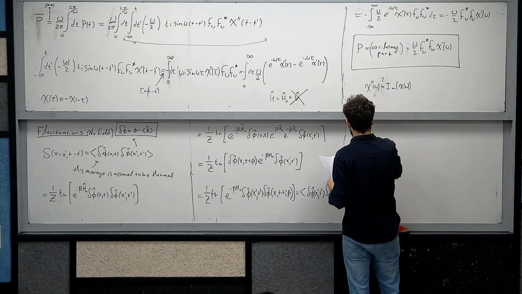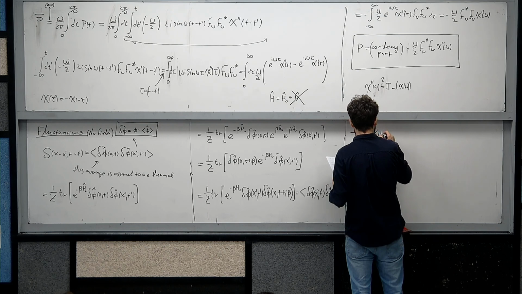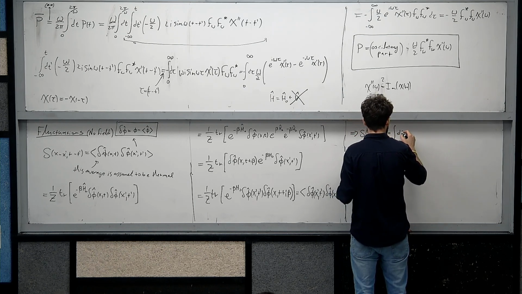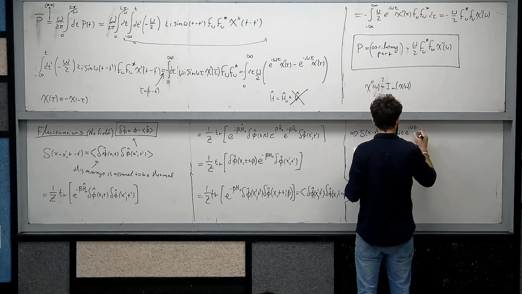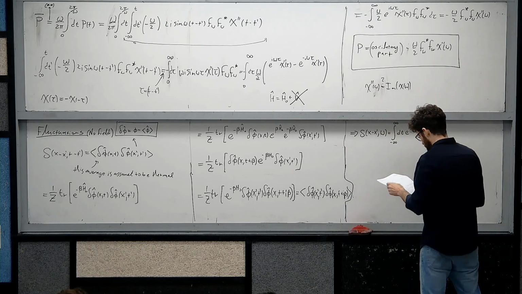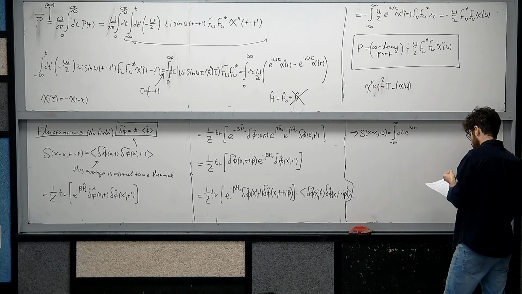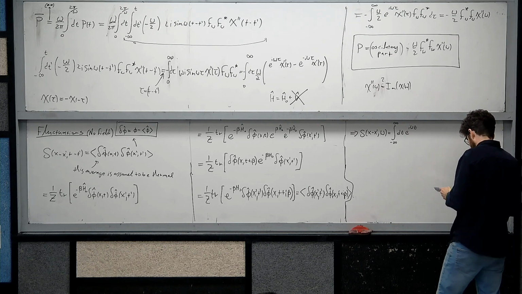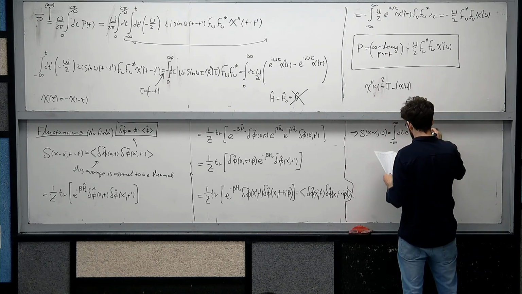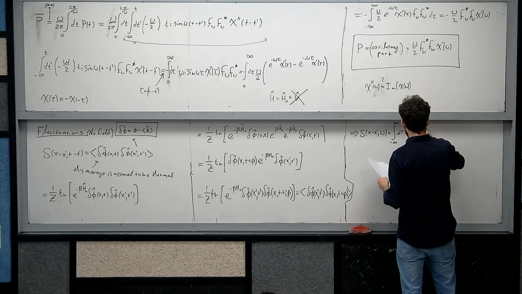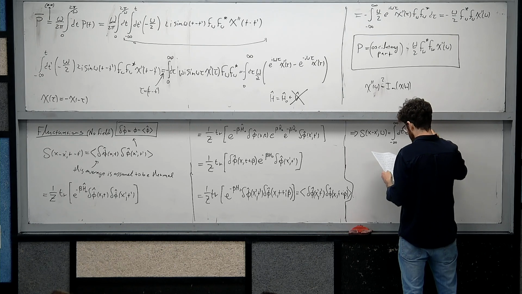So that implies that S of x minus x prime and omega, which is equal to the integral dt from minus infinity to infinity e to the I omega t... Okay, let's call this tau. S of x minus x prime, tau.